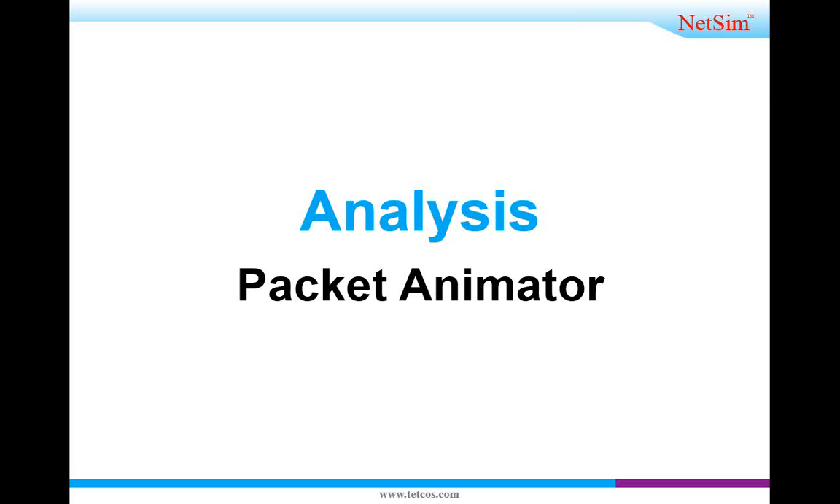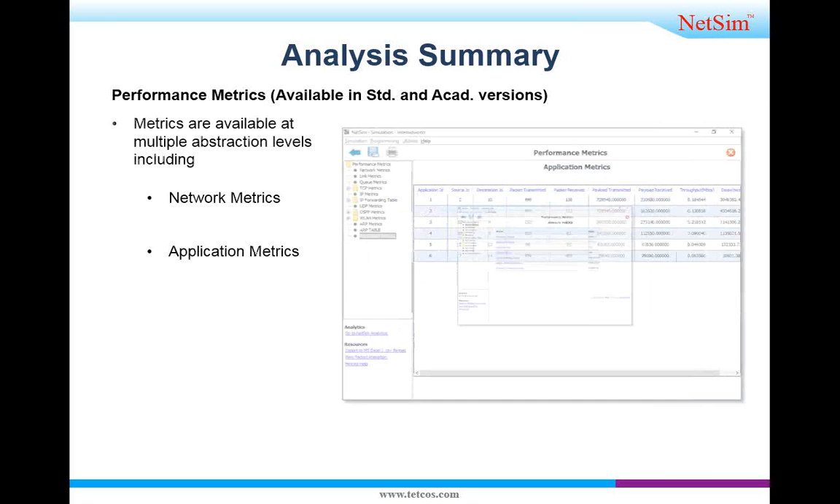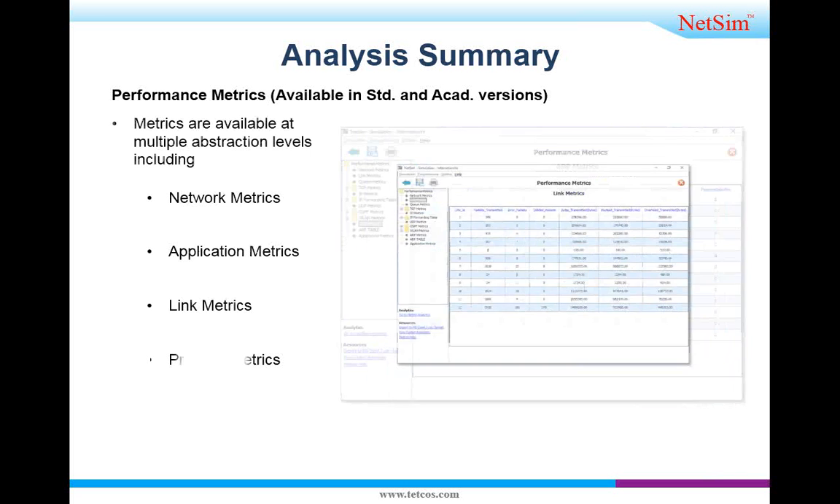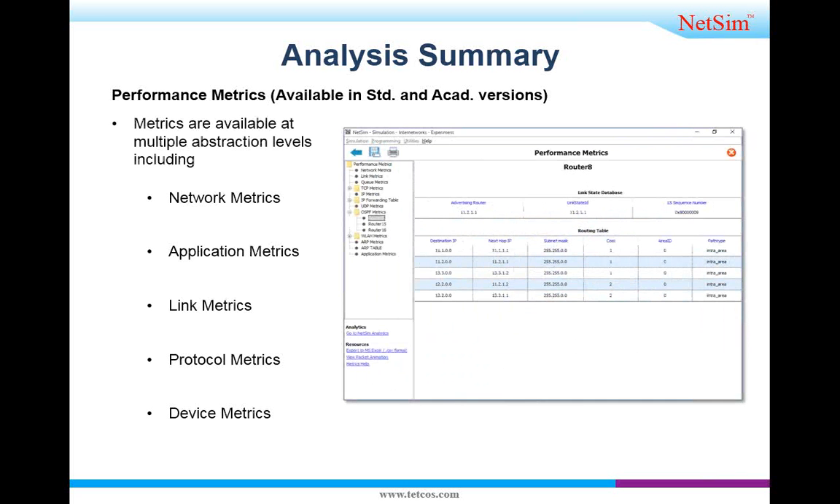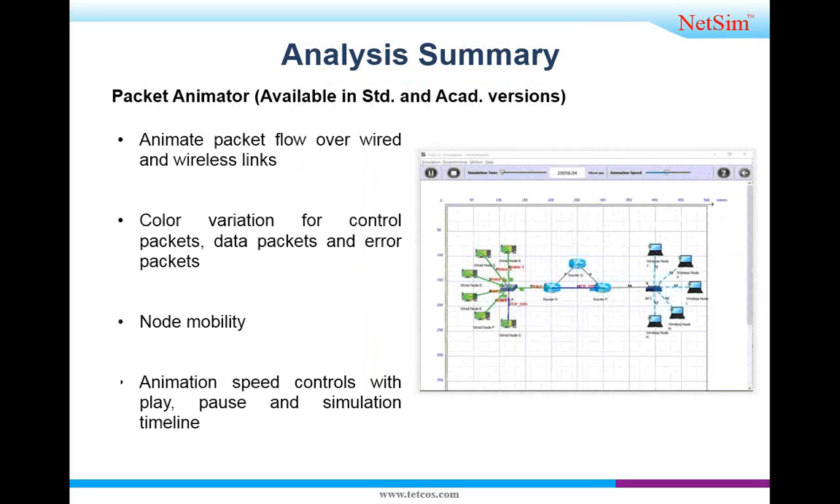Then in analysis there is the packet animator. Packet animator shows you the traffic, the packet movement in your network from one source to another. This is the analysis summary I've told you about: performance metrics, network, application, link, protocol, and device. Then in the packet animator, you can see screenshots of packets moving from one node to another.